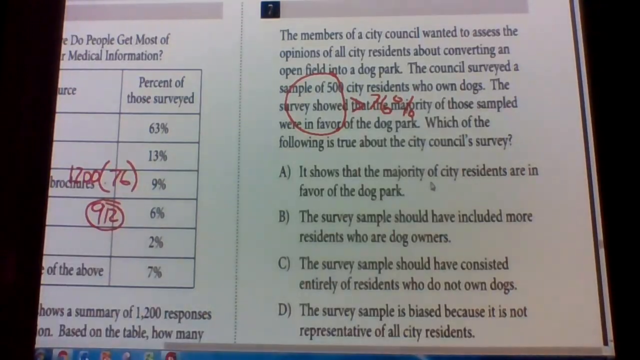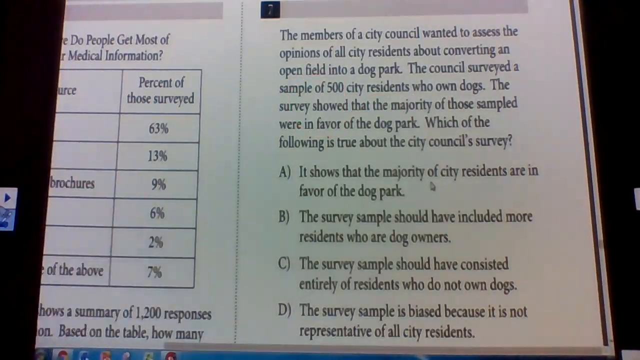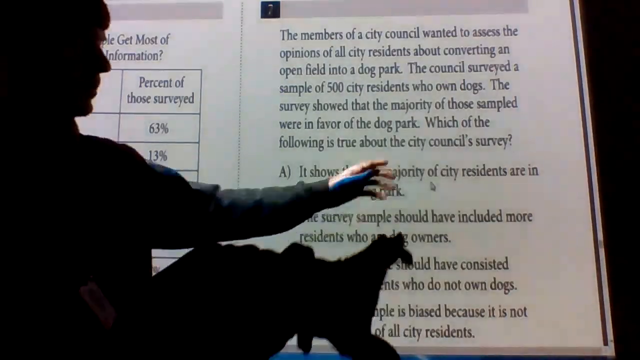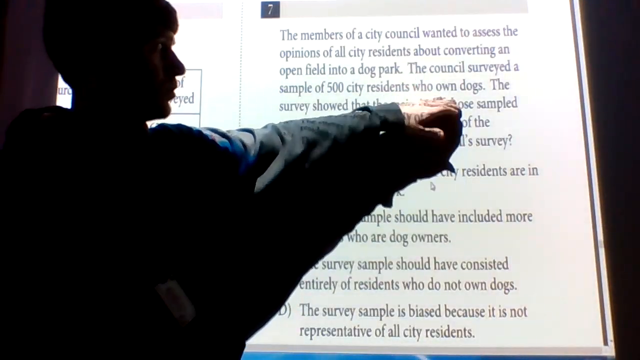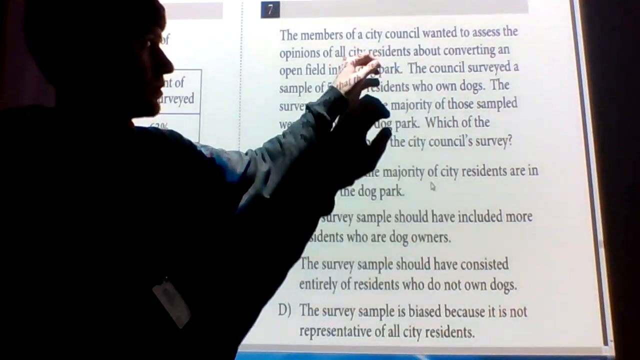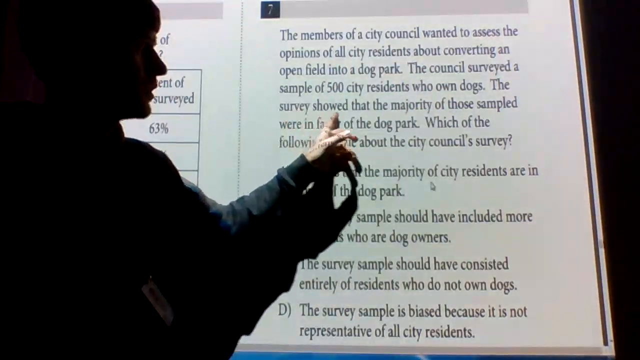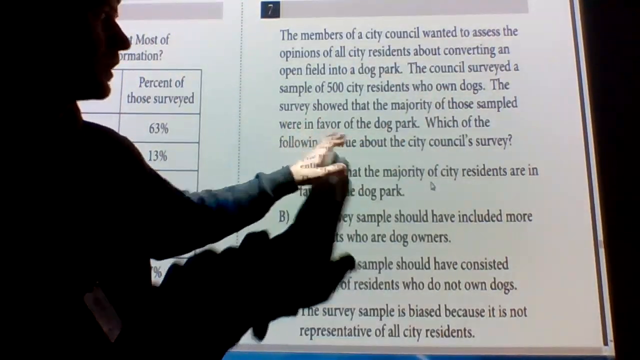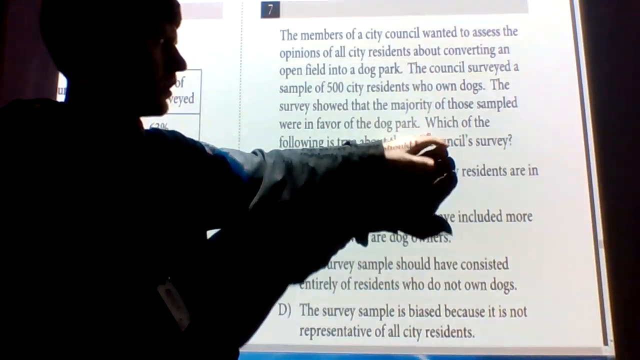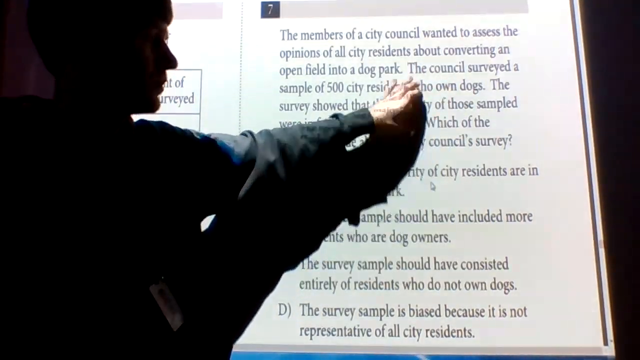The members of a city council wanted to assess the opinions of all city residents, probably a key there, on these types of problems, about converting an open field into a dog park. The council surveyed a sample of 500 city residents who own dogs. See, you can already tell here that they're surveying people who own dogs. They didn't survey everybody. The survey showed that the majority of those sampled were in favor of a dog park, right? Because those are the people that own the dogs. Of course, the people that own dogs are going to be in favor of a dog park.